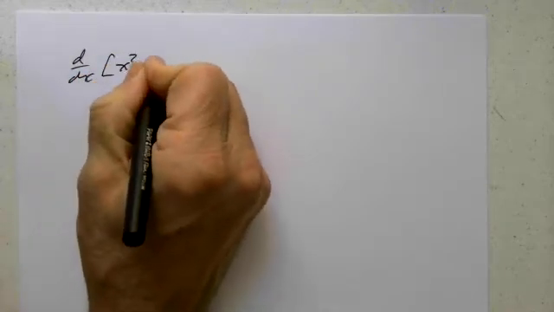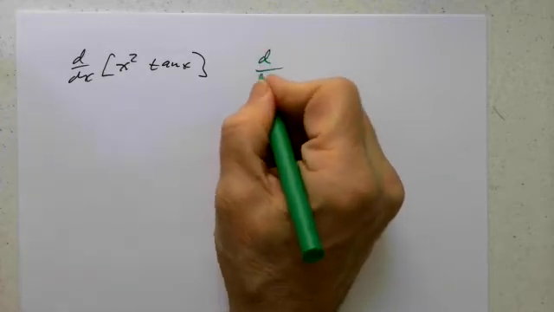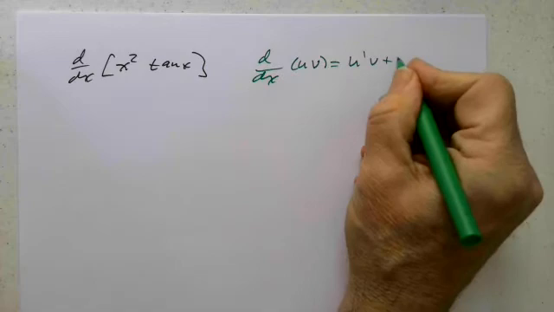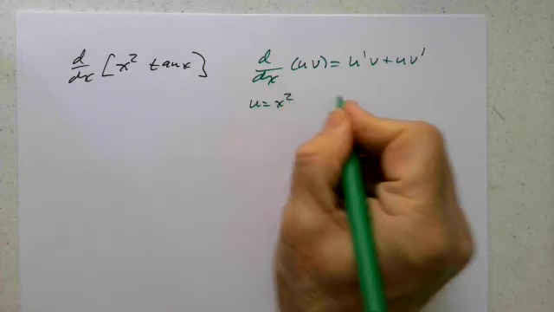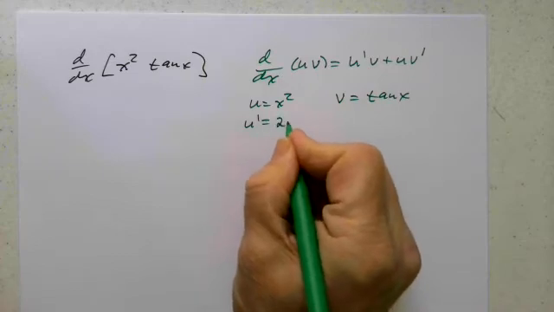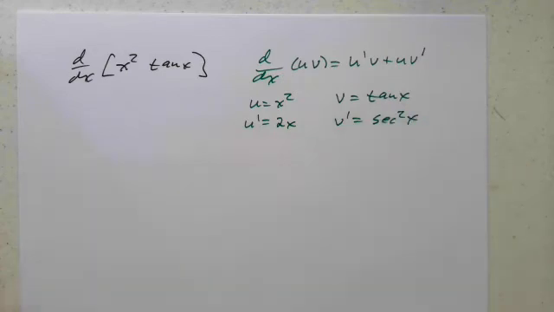How about the derivative with respect to x of x squared tangent x? This is going to require us to use the product rule. Let's remind ourselves of what that is. The derivative with respect to x of u times v is u prime v plus uv prime. So what's our u, what's our v here? U is x squared and v is tangent x. U prime is the derivative of x squared, which is 2x. V prime is the derivative of tangent, which is secant squared x.